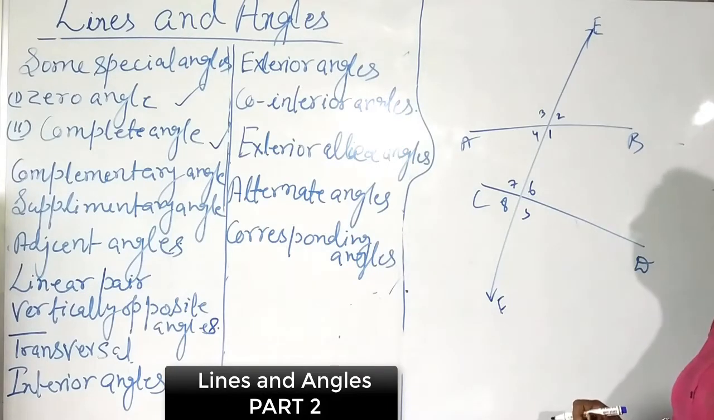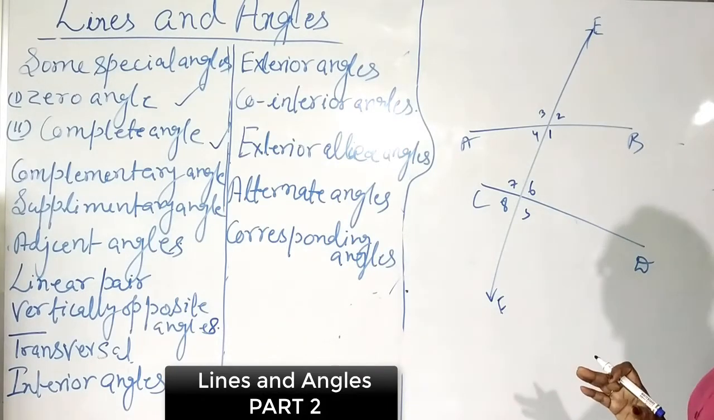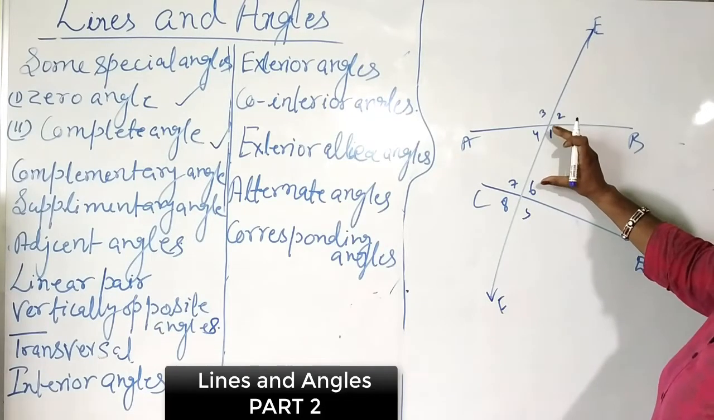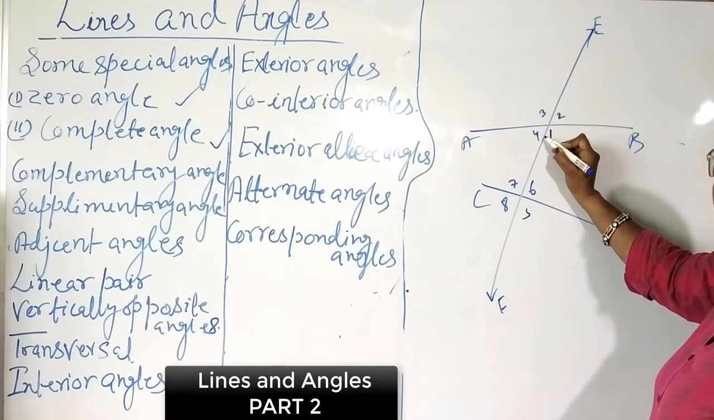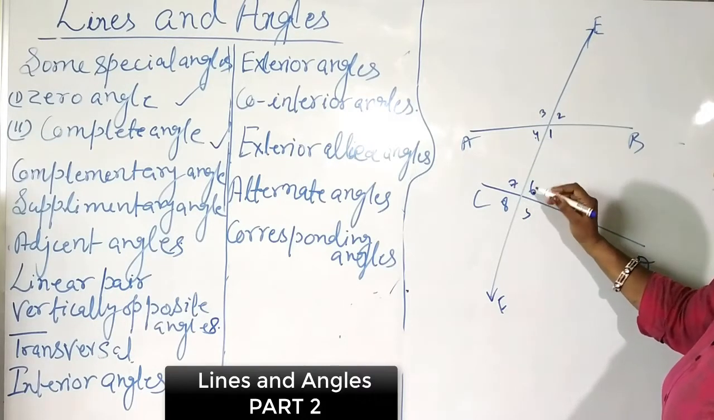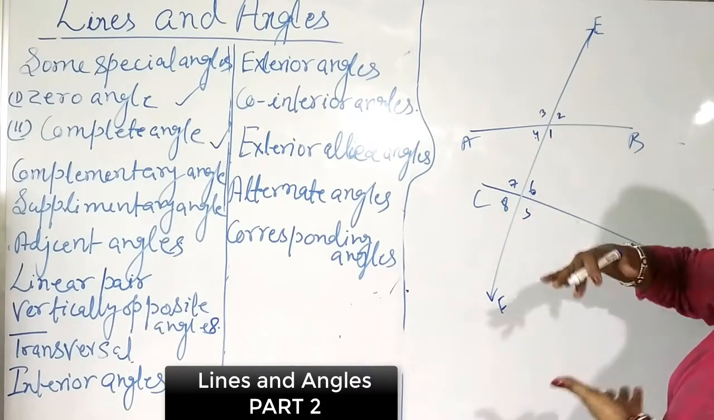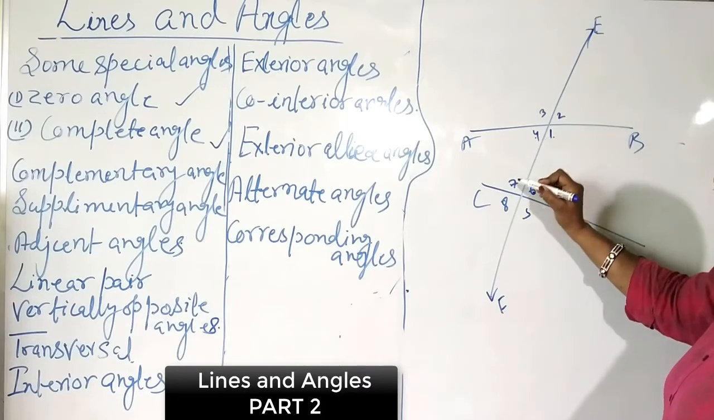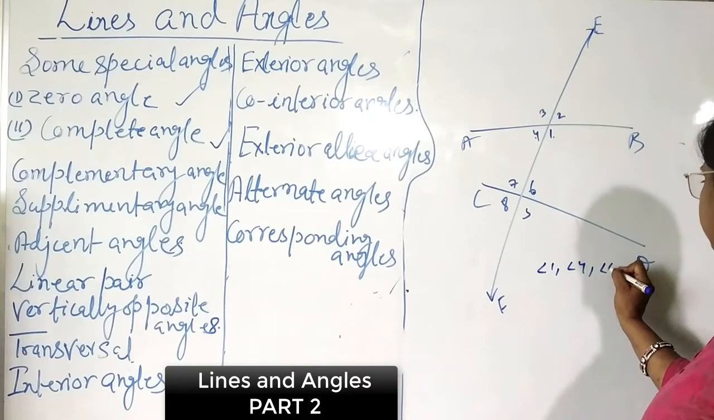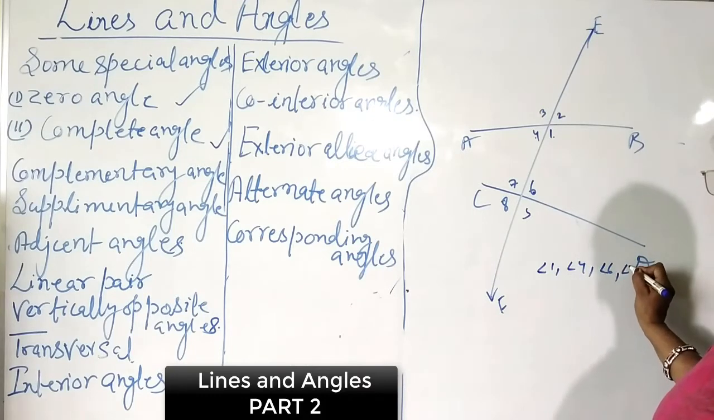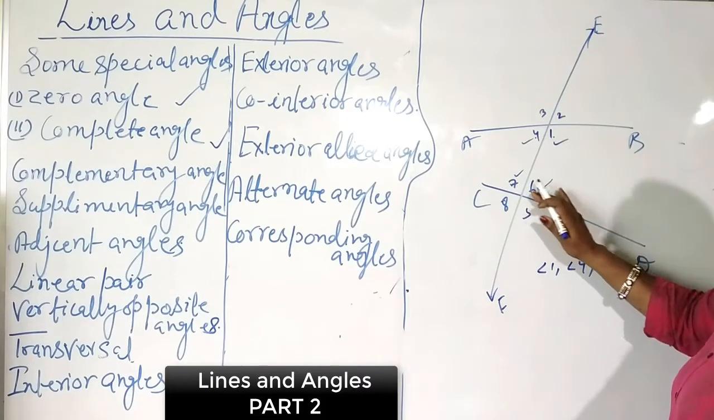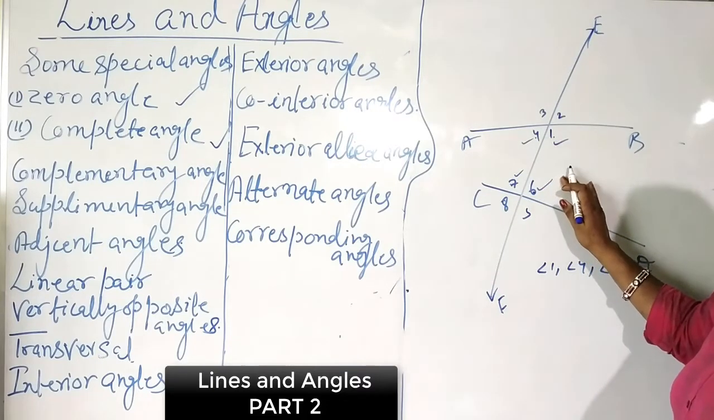Interior angles means inside both lines: angle 1, angle 4, angle 6 and angle 7. These are interior angles. These are called interior angles.